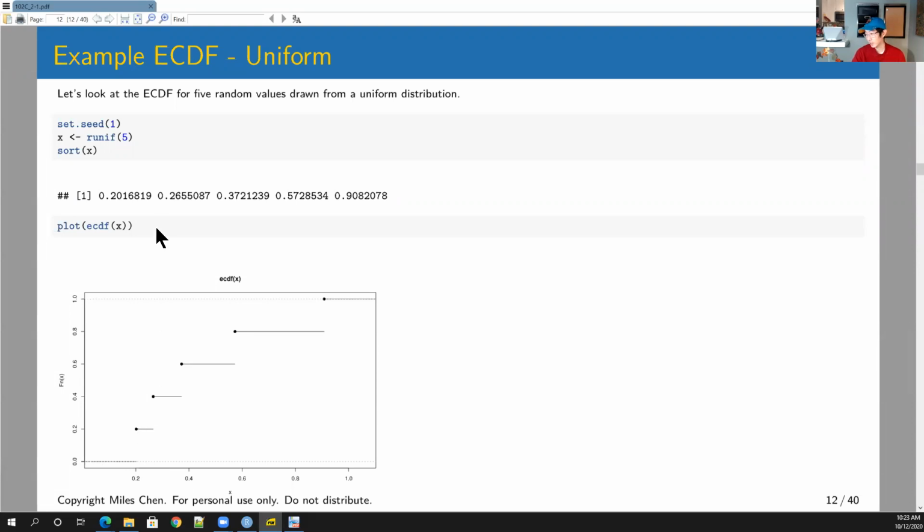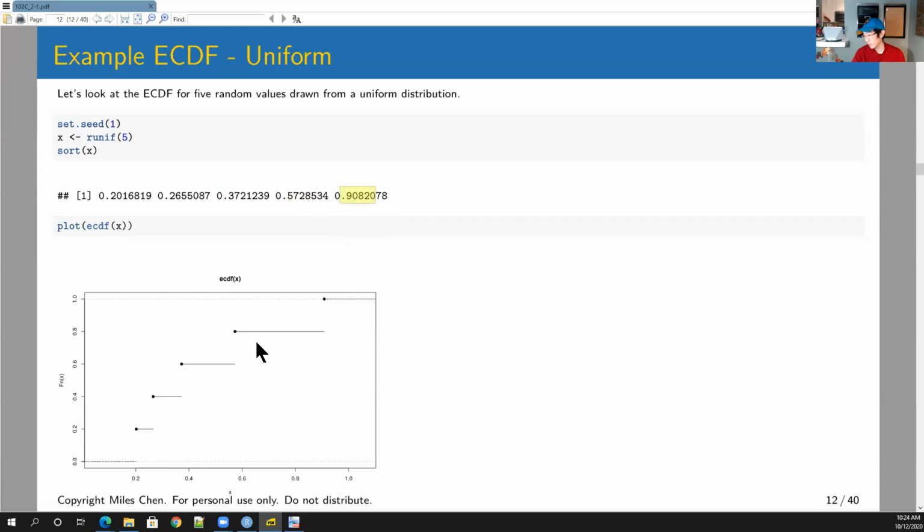And then it keeps going. As soon as I hit 0.2655, at 0.266, how many elements are less than 0.266? 2 out of 5, so my empirical CDF jumps up to 40%. At 0.373, 3 out of 5 elements are less than that, so my empirical CDF is now 0.6. At 0.573, 4 out of 5 elements are less than that, so it jumps up to 0.8.